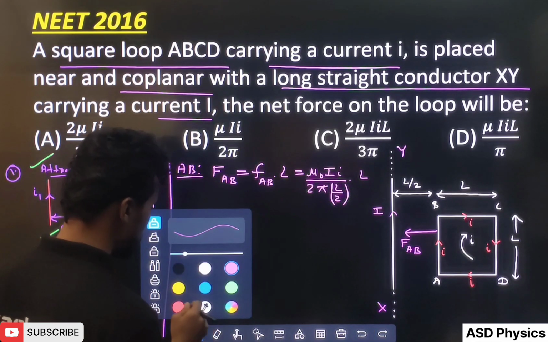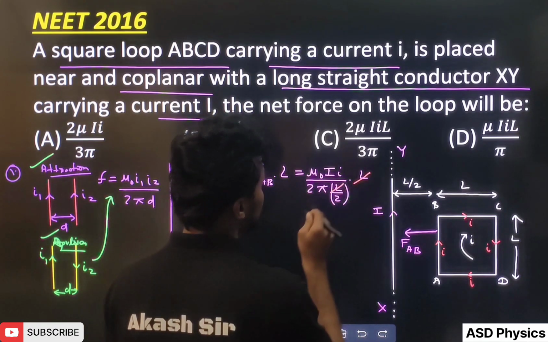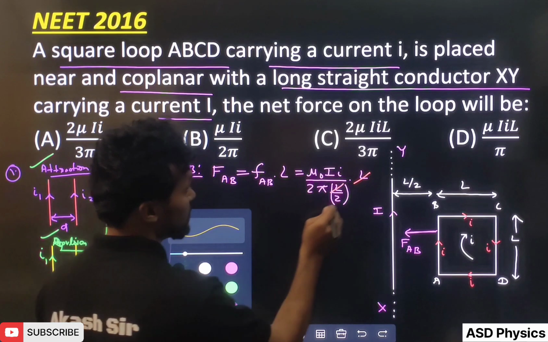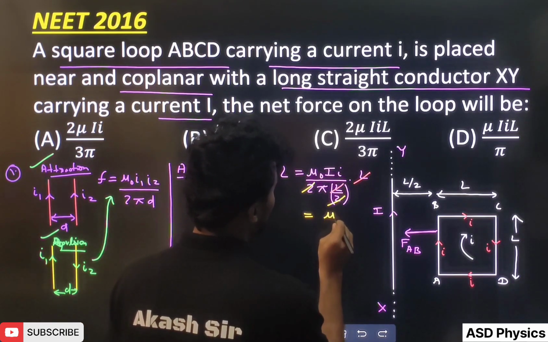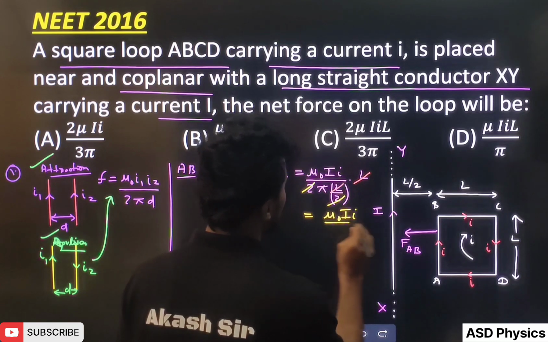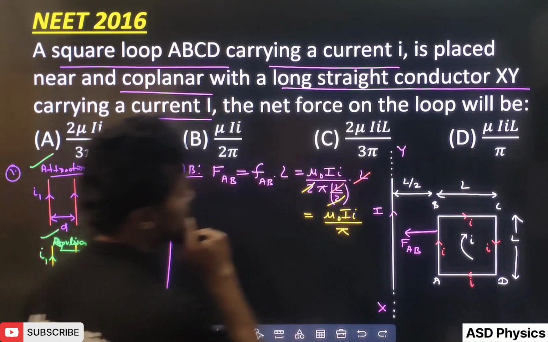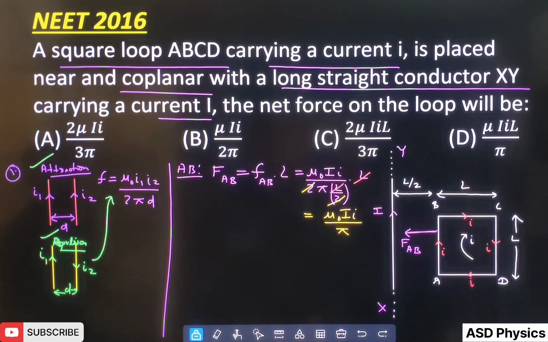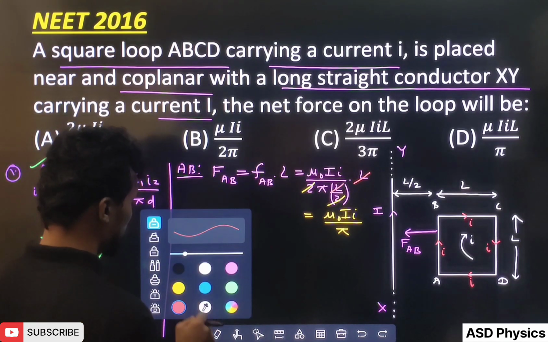Students, just cancel out what can be cancelled here. You can see this L cancels, and this 2 and this 2 cancel. That means what we get here is mu naught I by pi. Just check please: mu naught I by pi. Okay, good. Now students, after that we will go to the next one.